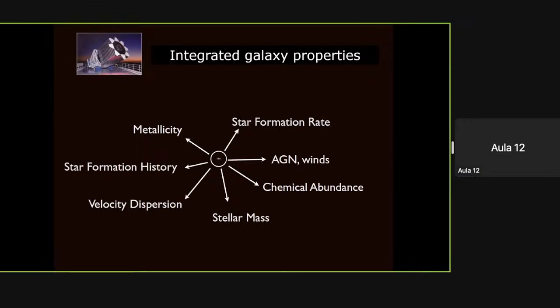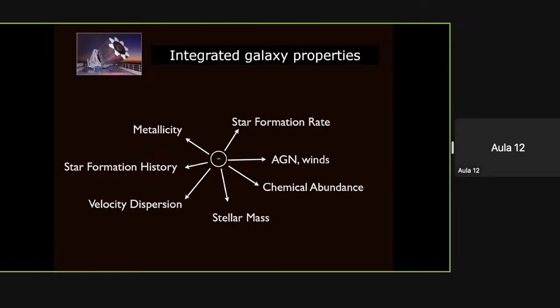You will be able to measure the chemical composition. If you're a bit clever, you can even get the star formation history. You can measure the kinematics, how fast the stars are moving. You can measure whether it's an AGN, whether it's a black hole at the center that is being fed and producing energy, chemical abundance, stellar masses. But you do that for the whole galaxy at the same time.